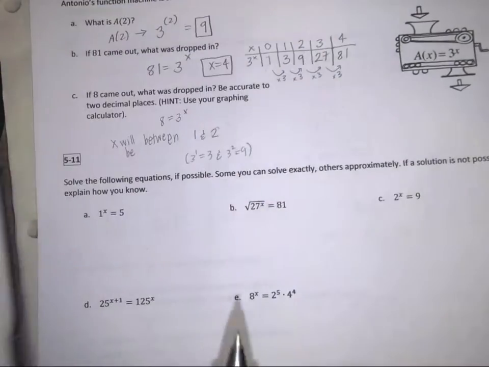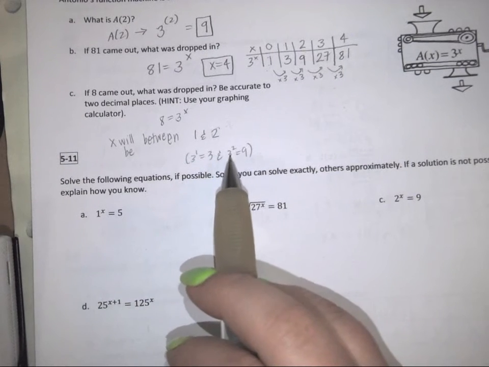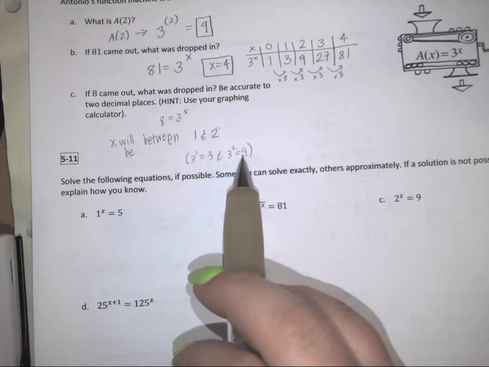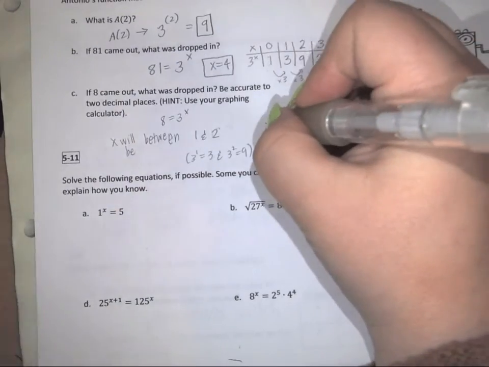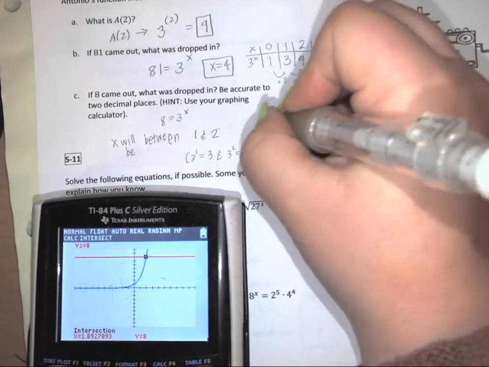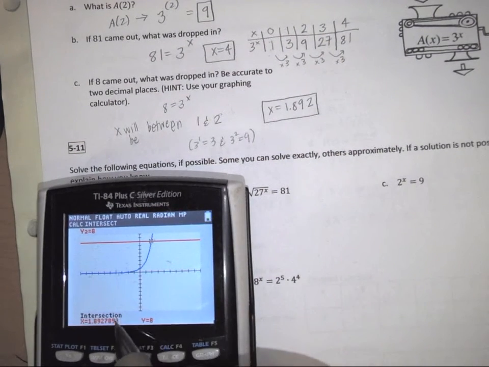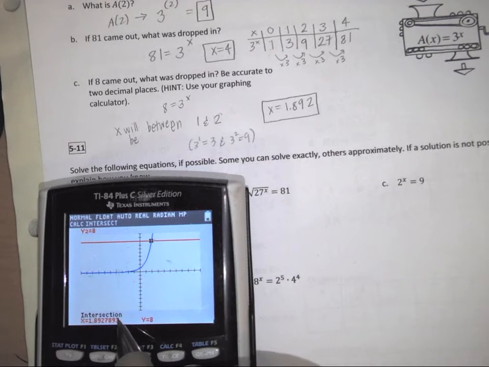So again, we could have guessed it was going to be closer to 2, because 3 to the 1 is just 3, and 3 squared is 9, which is a lot closer to 9. So that's why x is 1.892, because that's the x value of our intersection.